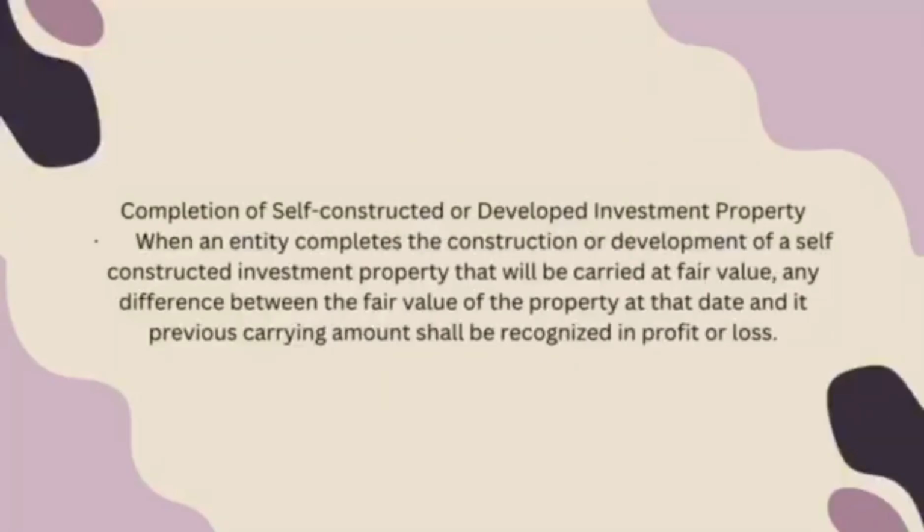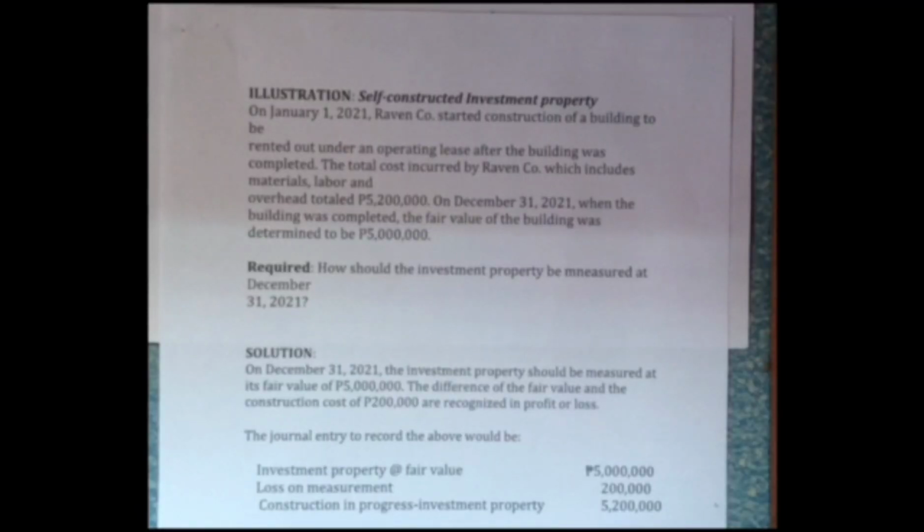2,600,000. Completion of self-constructed or developed investment property. When an entity completes the construction or development of a self-constructed investment property that will be carried at fair value, any difference between the fair value of the property at the date and its previous carrying amount shall be recognized in profit or loss. Illustration for self-constructed investment property.